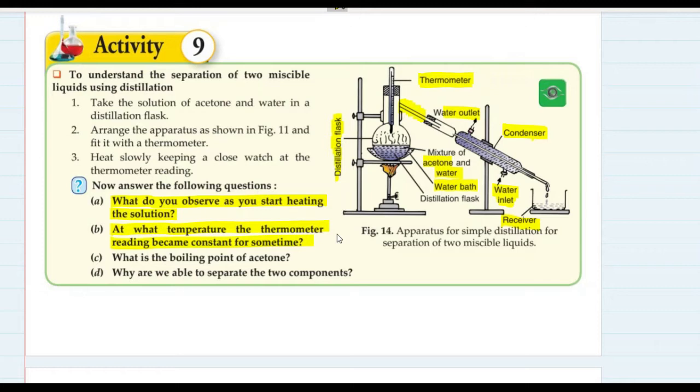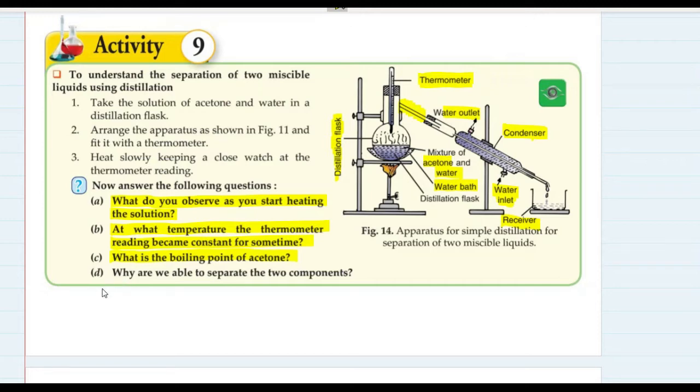Now that boiling liquid will quickly turn into vapor, pass through the condenser, become liquid again and get collected in the receiver. But what about the other liquid which is not boiling? The other liquid which is not boiling will stay inside the distillation flask in the mixture and will continue to heat further. Okay, what is the boiling point of acetone? That we will come to know once we do this experiment. I think it is around 70 degrees Celsius.